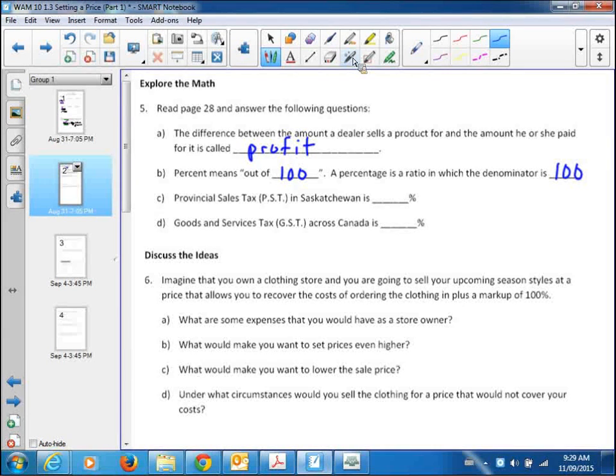In Saskatchewan, PST is 5%, and GST is 5%. If we have a Saskatchewan problem where you're buying something in Saskatchewan, it's a total of 10% for the sales tax.